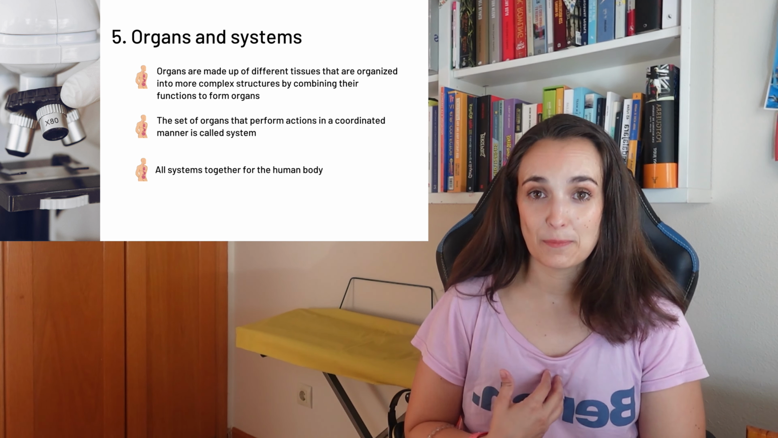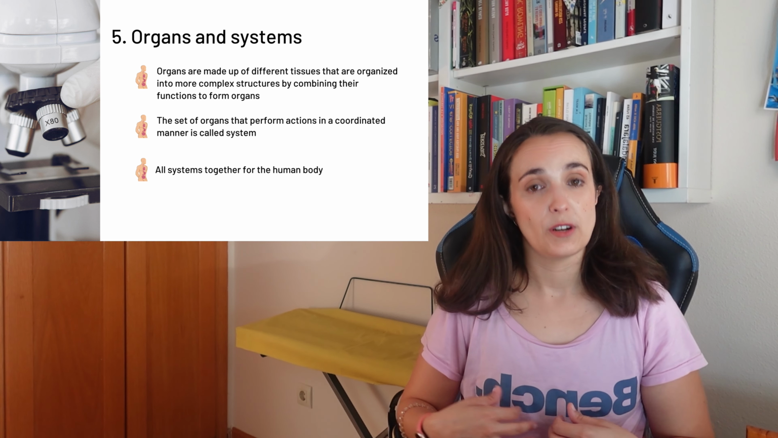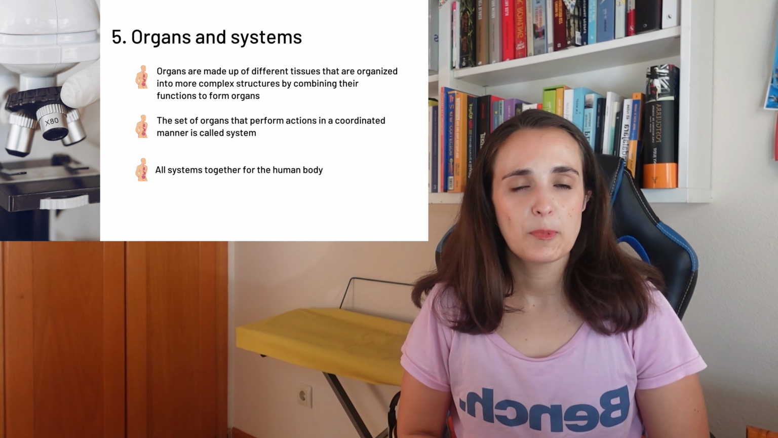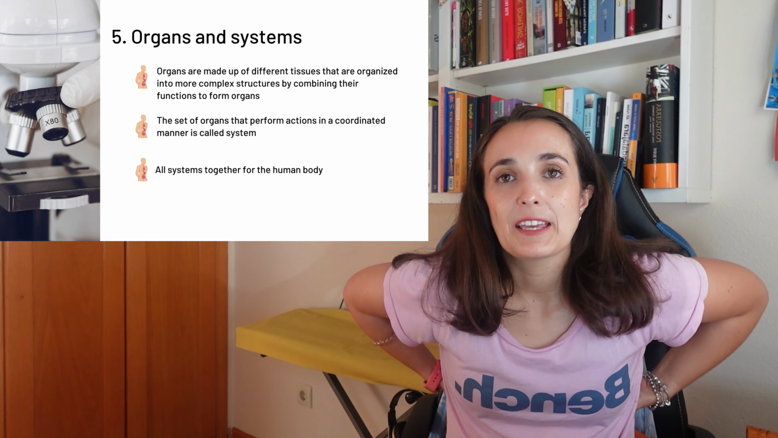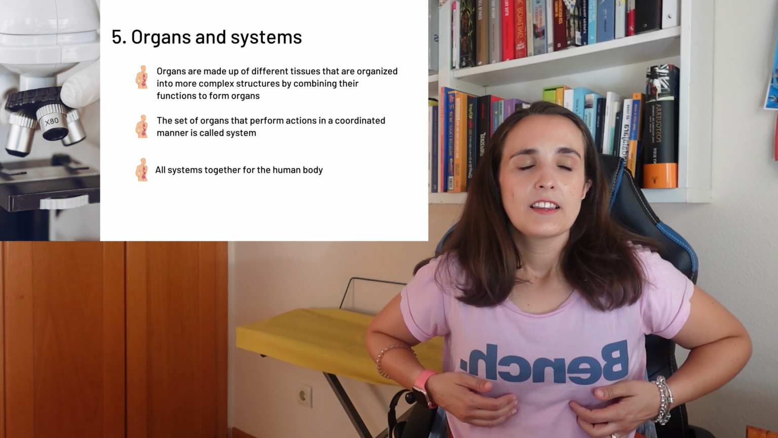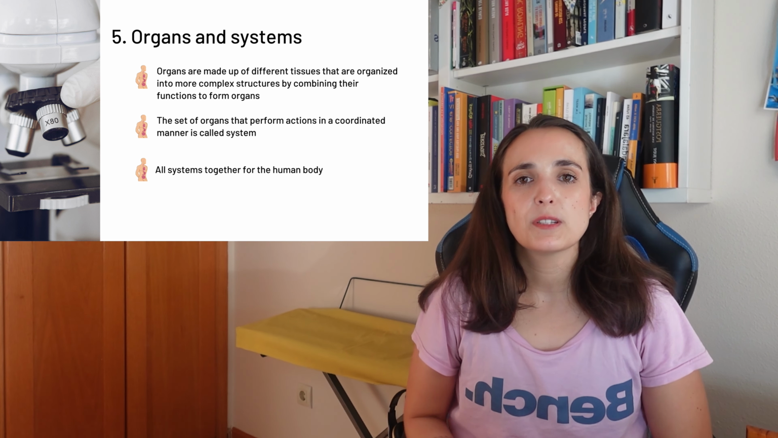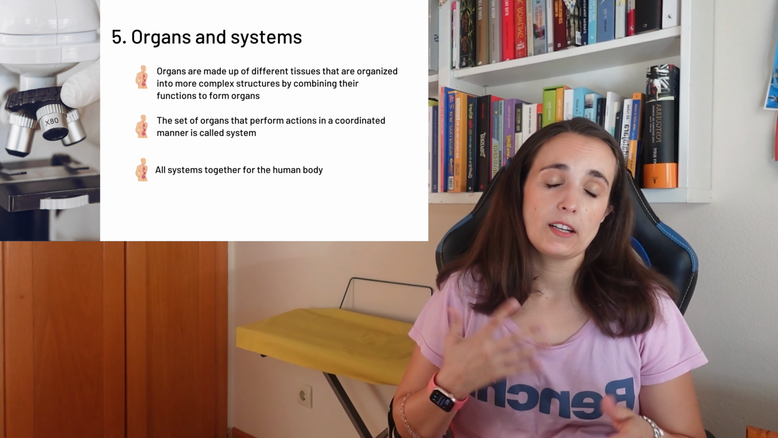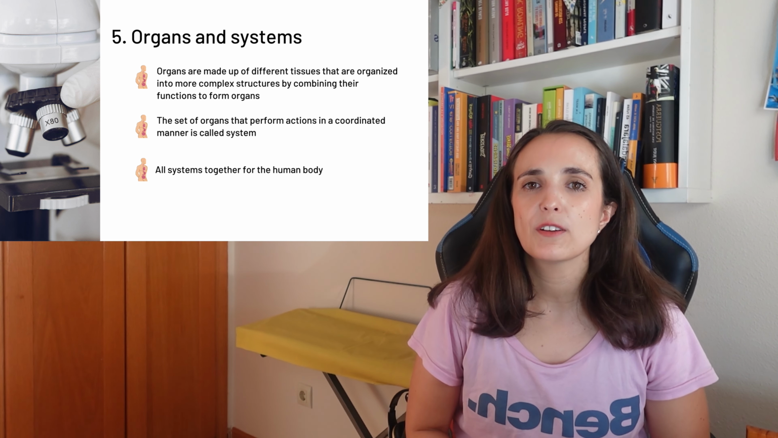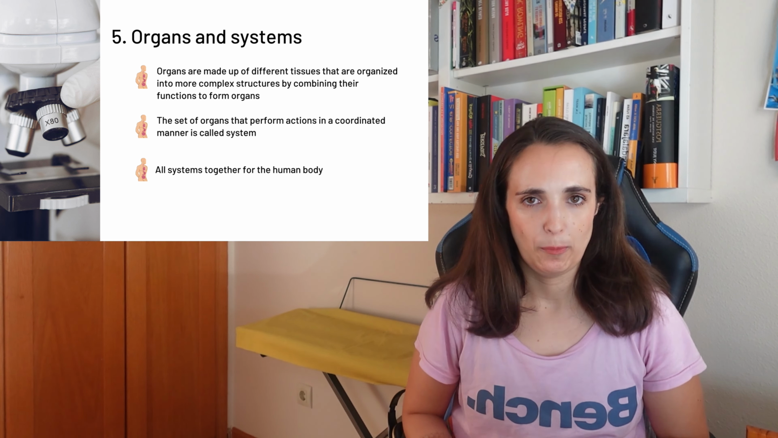This organ, along with all the arteries, veins, all the vessels in general, will form the circulatory system. It happens the same with the kidneys and the bladder, okay? So it forms the excretory system. And as I said before, all systems together, they form the human body.